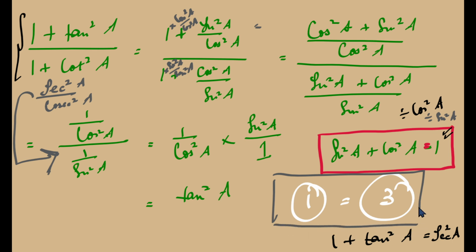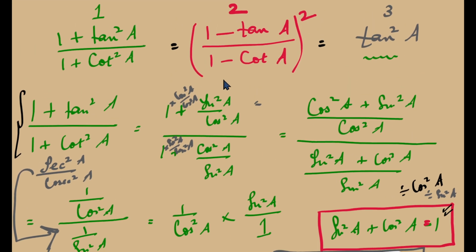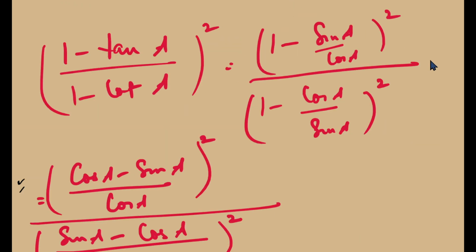I just deviated slightly to tell you that there is one more way of attempting the same problem. Now we have proved 1 is equal to 3. Now let's deal with the second one, 1 minus tan a by 1 minus cot a, the whole squared, and let's see how we go about doing the second one. Let me take a fresh page now.